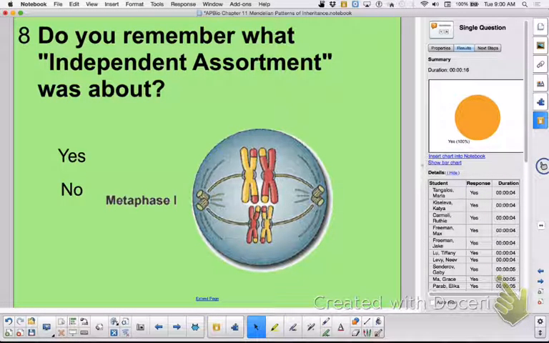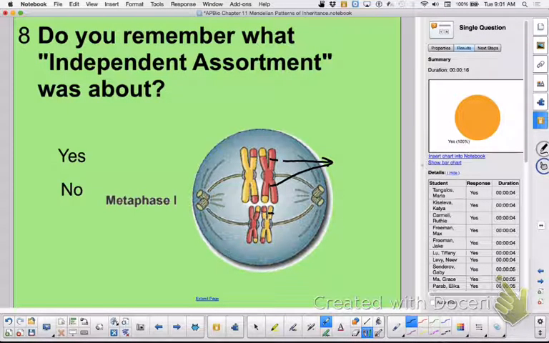Now, so far, we have only discussed looking at one trait traveling all by itself: tall, short, round, wrinkled, lizard eyes black, lizard eyes yellow. Now we're going to be looking at more than one trait traveling together. It depends on whether they're on the same chromosome or a different chromosome. If they're on the same chromosome, they will more than likely travel together because they're linked genes, unless crossing over happens.